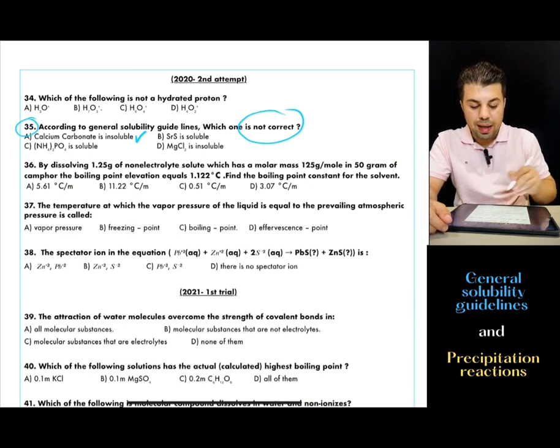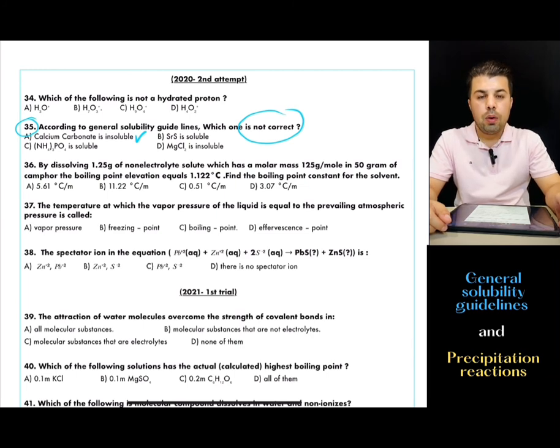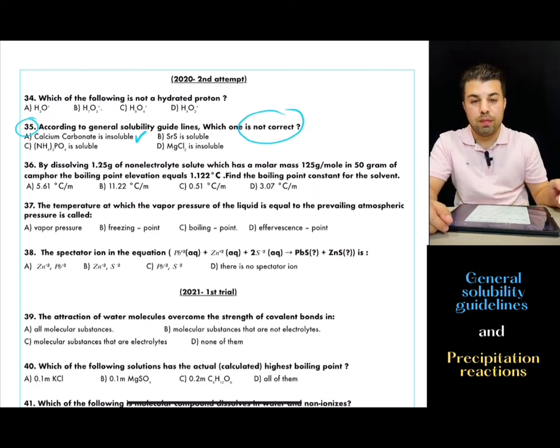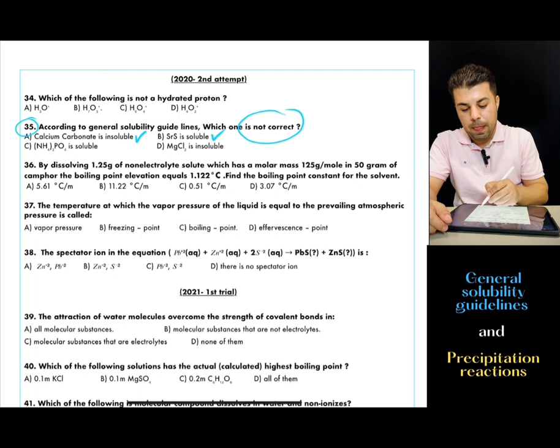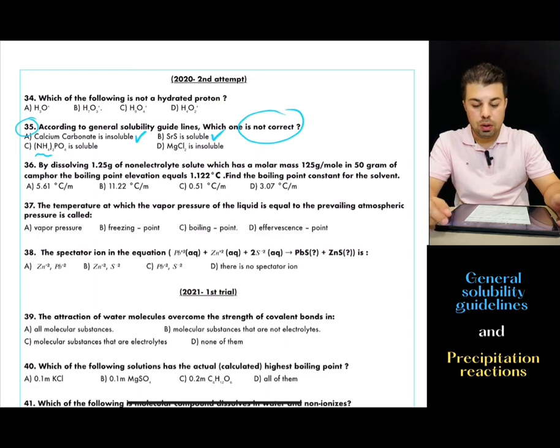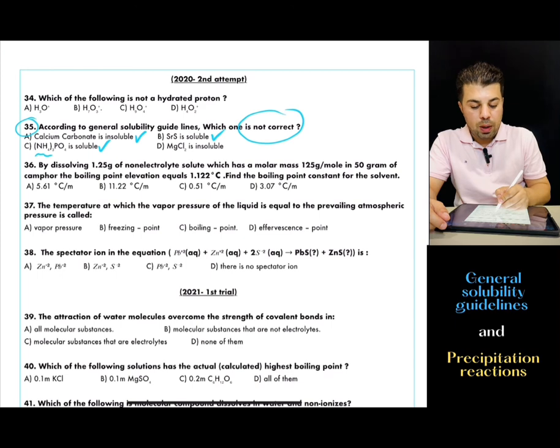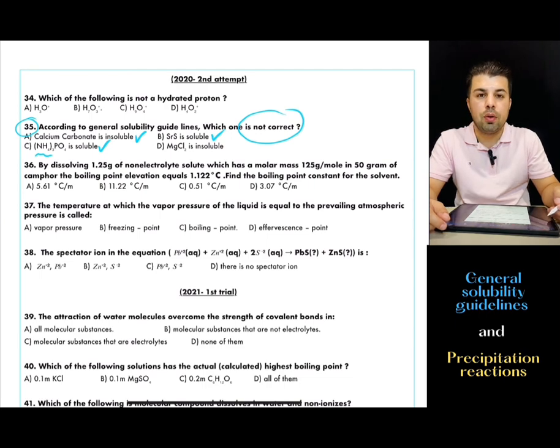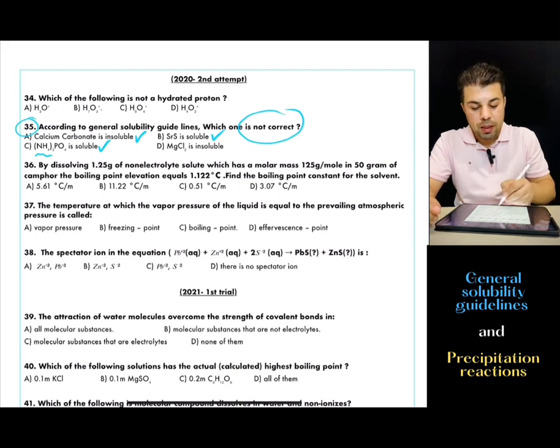B, SrS is soluble. According to rule number 6, most sulfide compounds are insoluble in water except those of strontium. So strontium is one of the exceptions. Strontium sulfide is soluble, which is true. According to rule number 1, all compounds of sodium, potassium, ammonium are soluble. So this one is soluble as well. MgCl2 here is said to be insoluble, but it is not true, because MgCl2, according to rule number 3, is a soluble compound. So the incorrect statement here is option D, which means it is the answer.